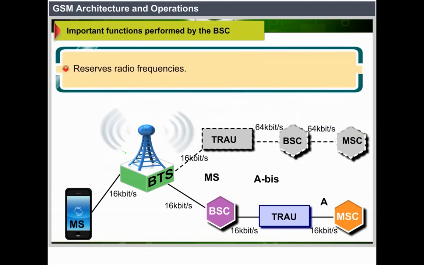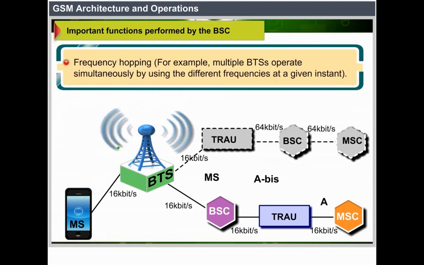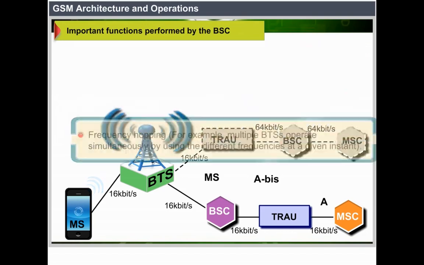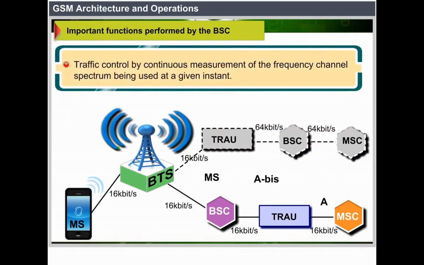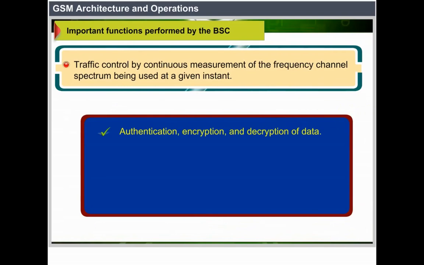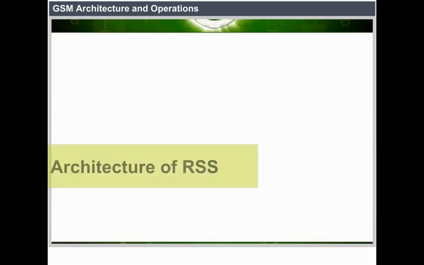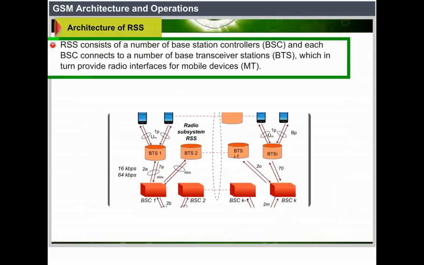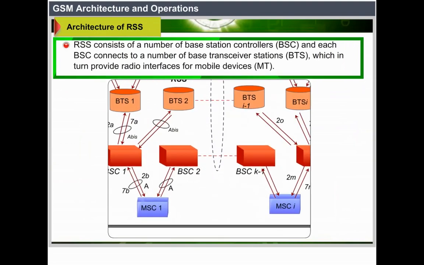Reserving radio frequencies. Frequency hopping. For example, multiple BTSs operate simultaneously by using different frequencies at a given instant. Traffic control by continuous measurement of the frequency channel spectrum being used at a given instant. Authentication, encryption and decryption of data. Updating location registry for the MSS. Paging.